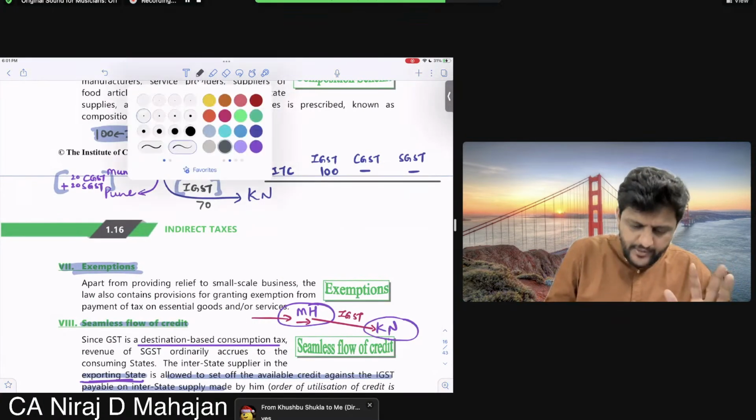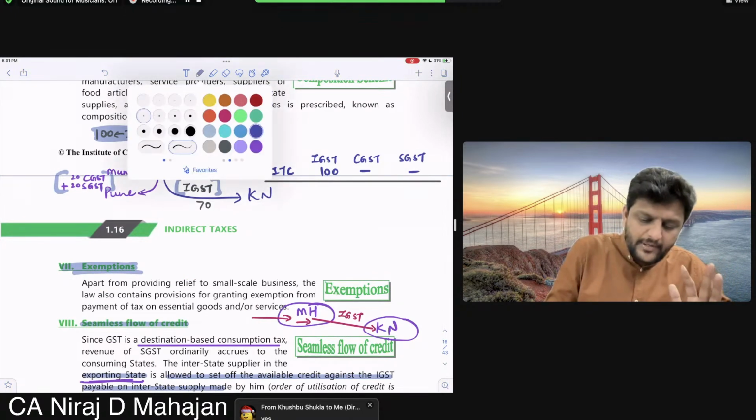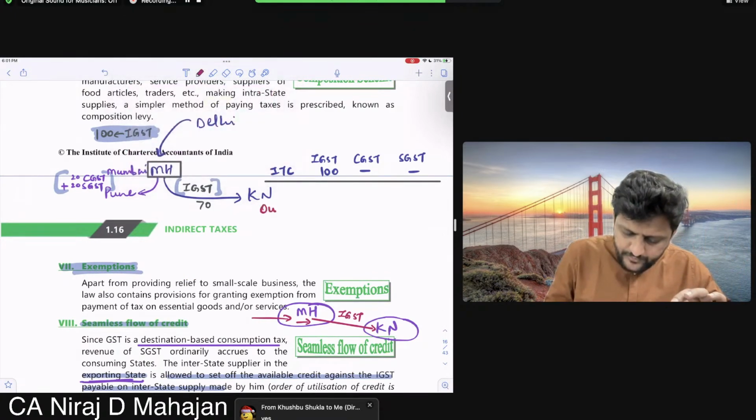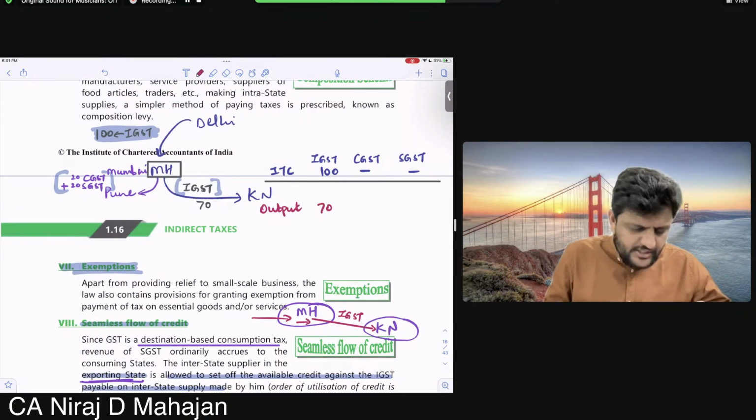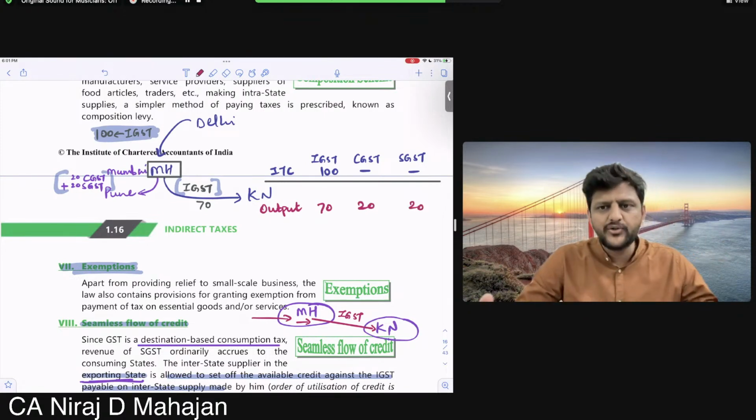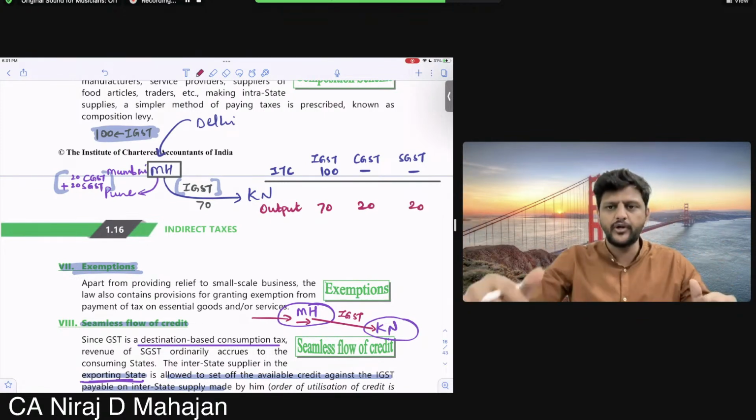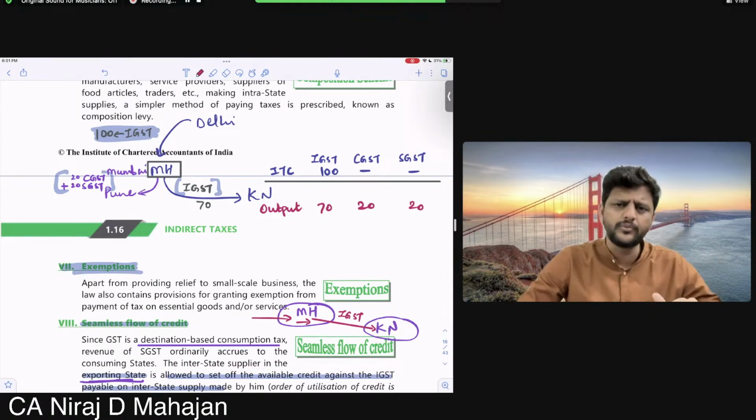But pay attention now. What are my output liabilities? I am writing all of them. Output: IGST output is 70. CGST is 20. SGST is 20. We do the calculation, as in income tax liability, to calculate how much we have to pay. This is the only same thing you have to do.